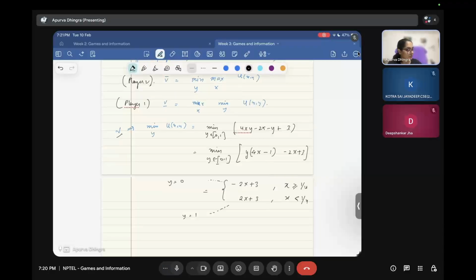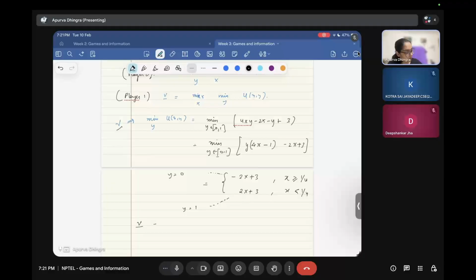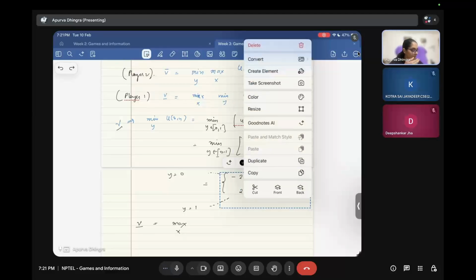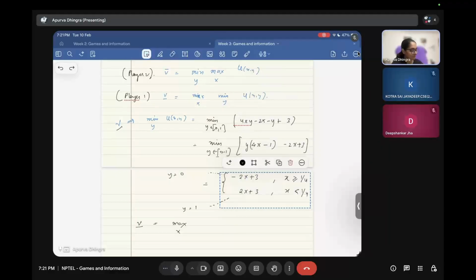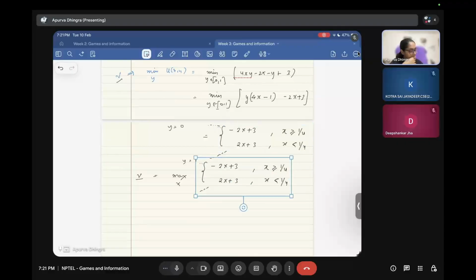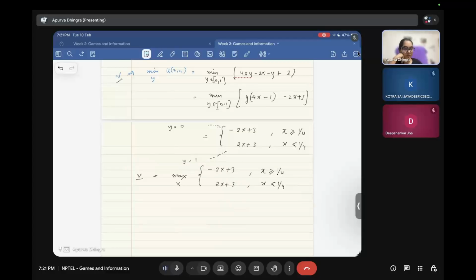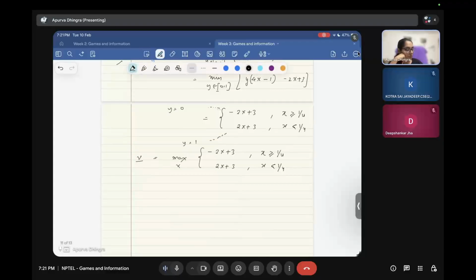Okay, so next step so that we can find this v hat is to maximize over x, and we're supposed to maximize this quantity. If you do the maximization, you could just make a small plot of this and also check with that. You'll see that at x equal to 1/4, there's a unique maxima for which the value of this is minus 1/2 plus 3, which is 2.5.